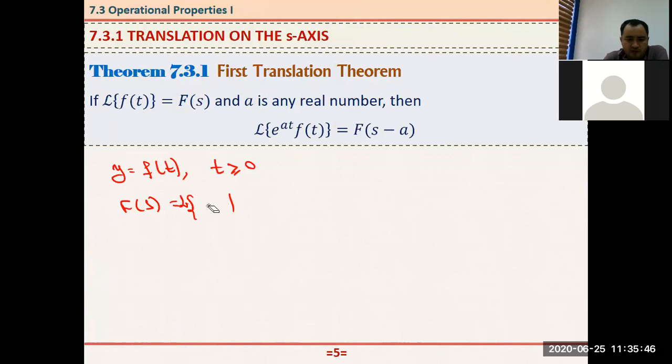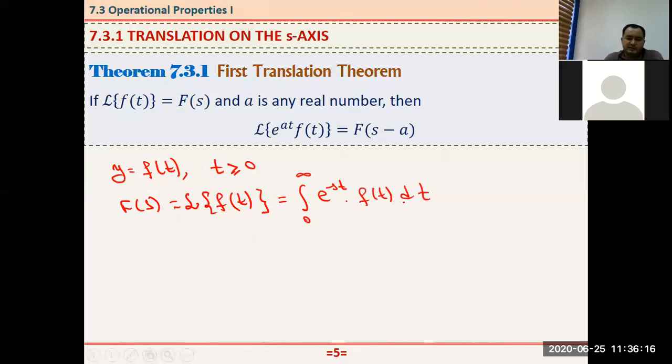Let me rewrite this. So Laplace transform of f of t, right? That is equal to, here we have f of t. And to calculate this, we have to use the definition, right? Integral from 0 to positive infinity, e to the power minus st times f of t dt.